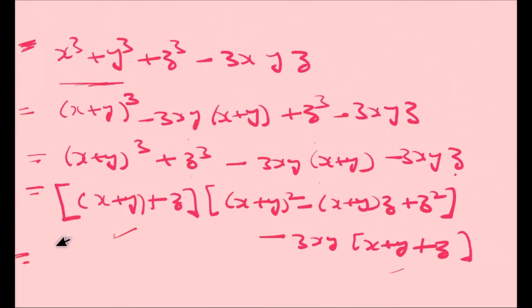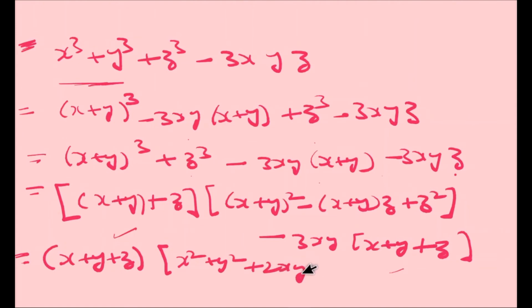Okay, now again check this bracket, you can take again common. So what is left here? In this first bracket, take the common x plus y plus z. So what is left here? This and this. This bracket minus 3xy. So open this bracket, what do we get here? x square plus y square plus 2xy. Now open this bracket, minus xz minus yz.